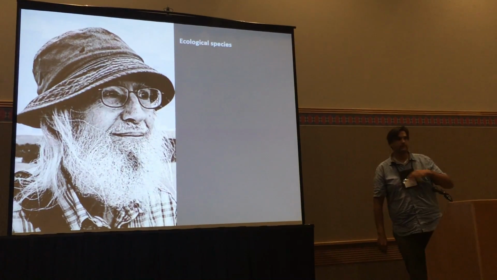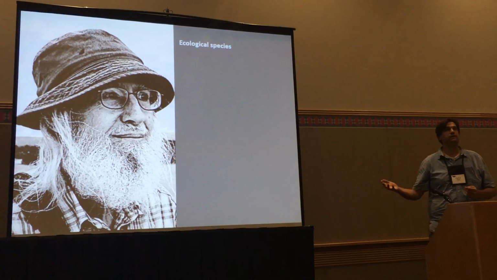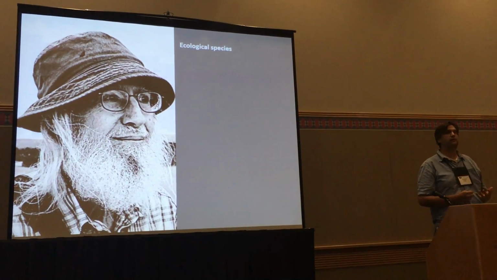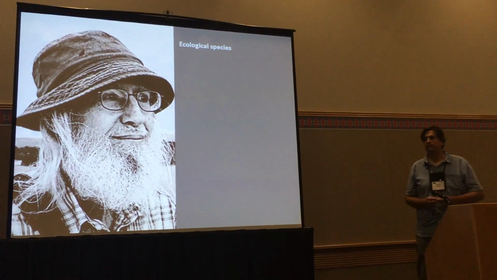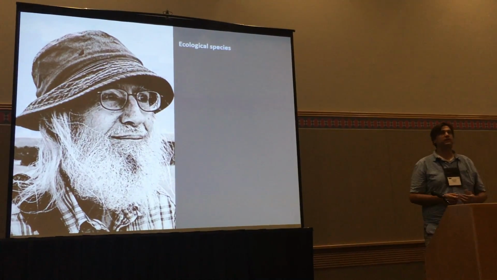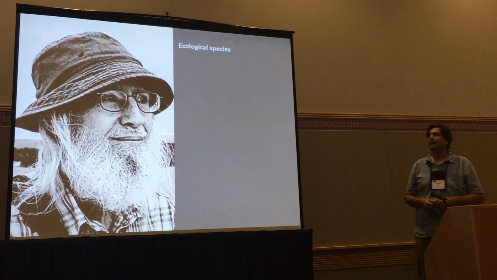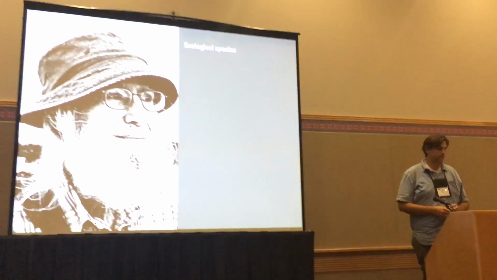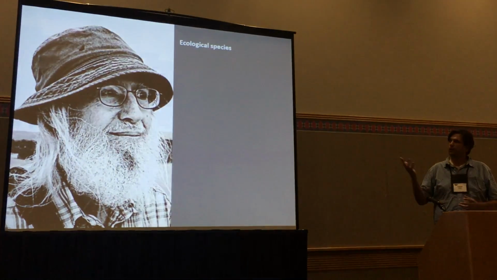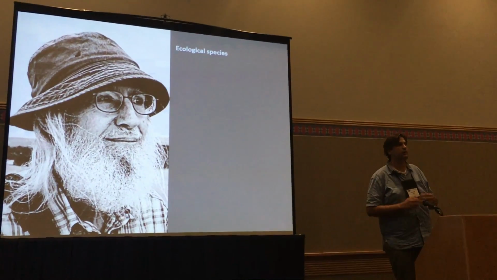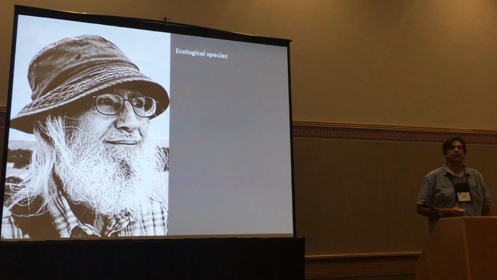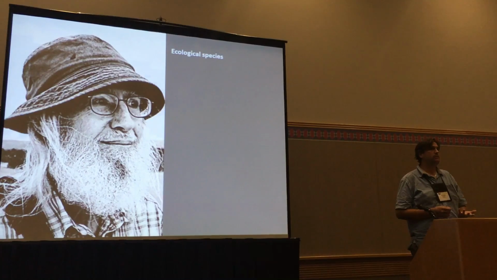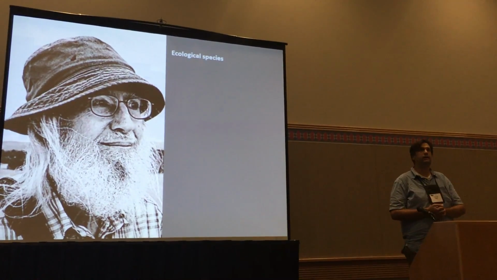I'm going to start by going back to this guy, Lee Van Valen, one of the great evolutionary and ecological theorists of the 20th century. He's very well known for originating the Red Queen hypothesis, maybe less well known for introducing the ecological species concept. He never called it a species concept, he just talked about ecological species. I think the way we think about the ecological species concept today is probably misrepresenting Lee Van Valen's ideas about it.